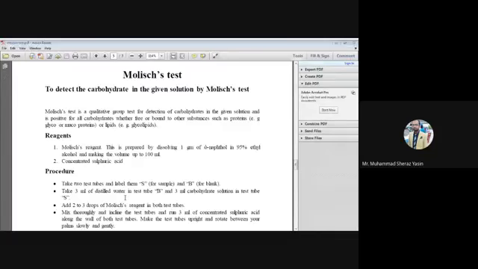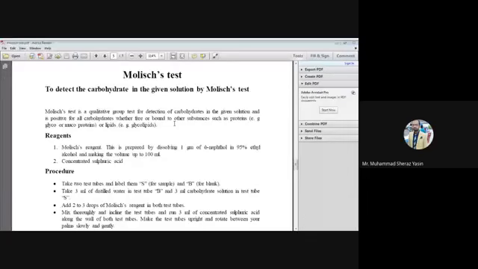Today's experiment is detection of carbohydrates in any given sample solution by Molish test. Molish test is a qualitative test for detection of carbohydrates. If you have any type or any class of carbohydrate in your sample, you can detect them by Molish test.